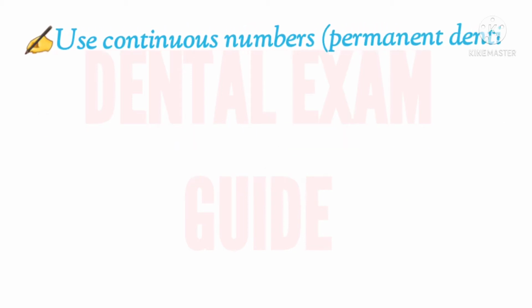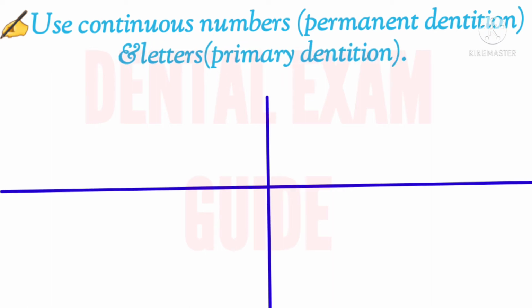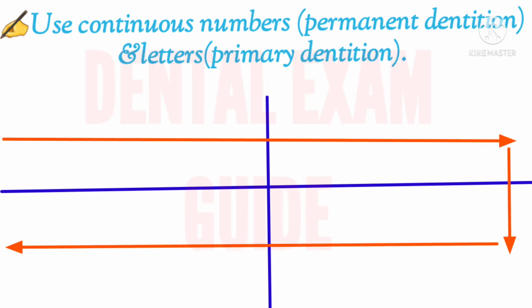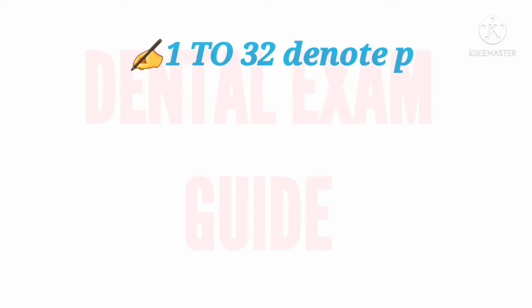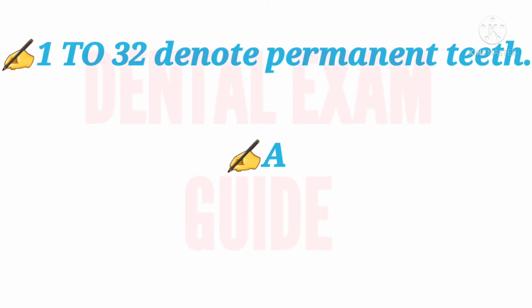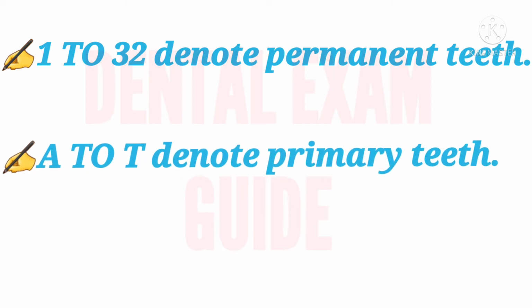Universal Numbering System uses continuous numbers and letters to denote each tooth. Numbering is done clockwise, beginning with the last tooth in the upper right quadrant, and it ends with the last tooth in the lower right quadrant. Numbers 1 to 32 are used to denote the permanent teeth, and the uppercase English letters A to T are used to denote primary teeth.